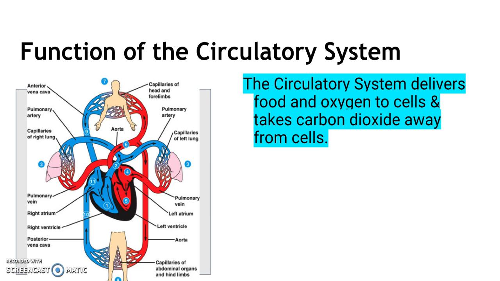Okay, first one, function. The function of the circulatory system, you can see, is to deliver food and oxygen to cells and to take carbon dioxide away from the cells. It's our blood, right? Blood takes food, or it takes nutrients and takes oxygen to our cells and removes carbon dioxide from our cells to be breathed out by the lungs. So write this down. You may have to pause the video here.